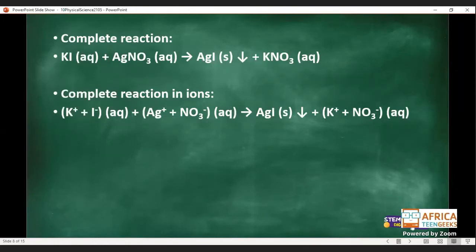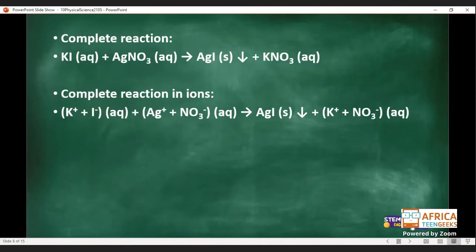Before I carry on, take a guess. If it's right, I don't care. If it's wrong, I don't care. I want you to take a guess. Which two things in this reaction do you think would classify as the spectator ions? Which two ions do you think classify as the spectator ions? And if you don't know, say, I have no idea.